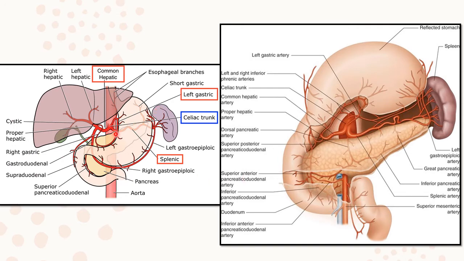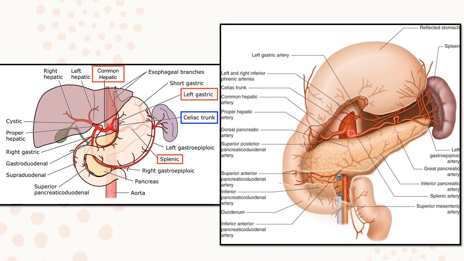Over here you can see the course of the splenic artery. We can see that it is running horizontally to the left along the upper border of the pancreas. It reaches the spleen where it divides into short splenic branches. It also gives off this major branch, which is the left gastroepiploic, which anastomoses with the right gastroepiploic artery, and it gives off these short gastric arteries, which are 5 to 7 in number, and they supply the stomach.